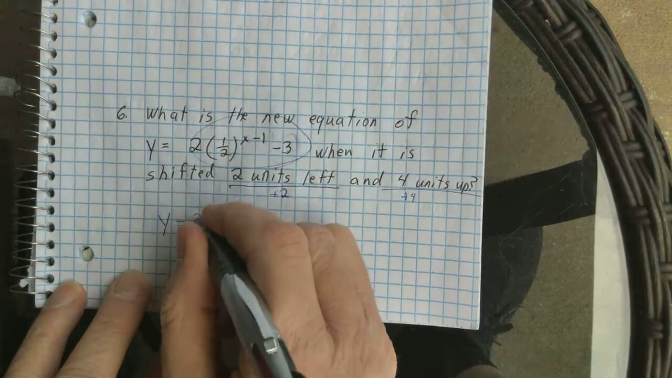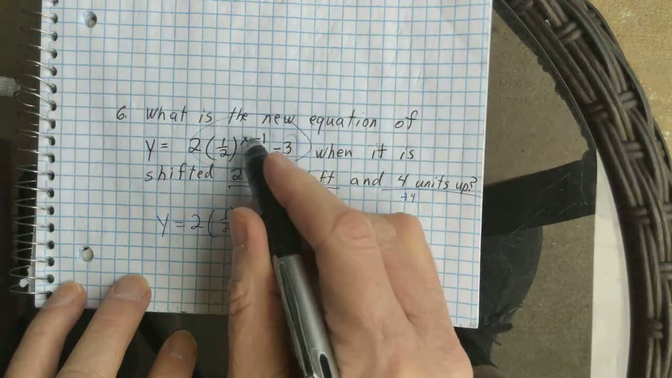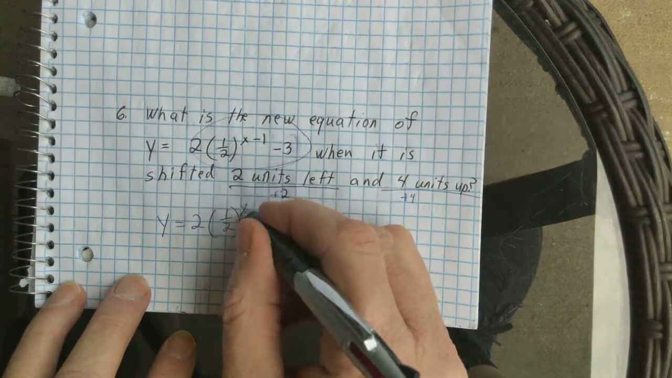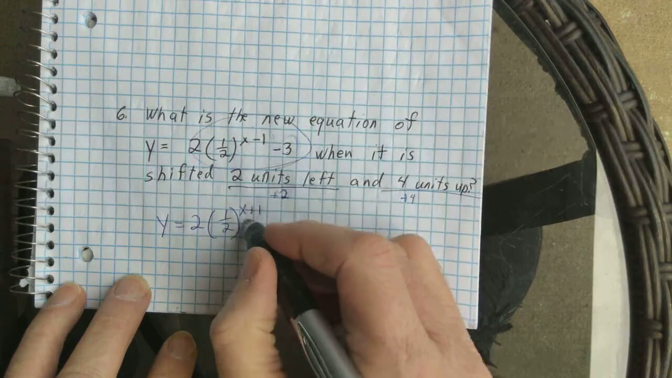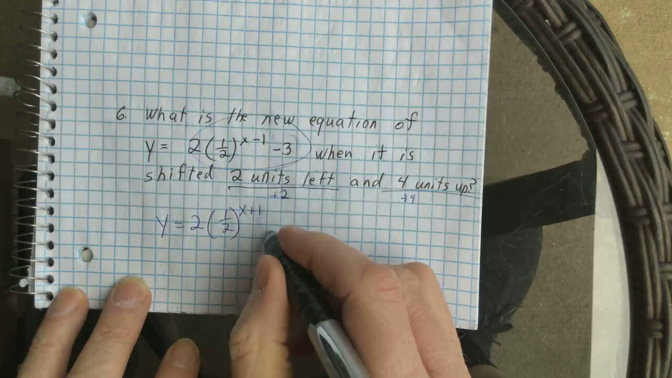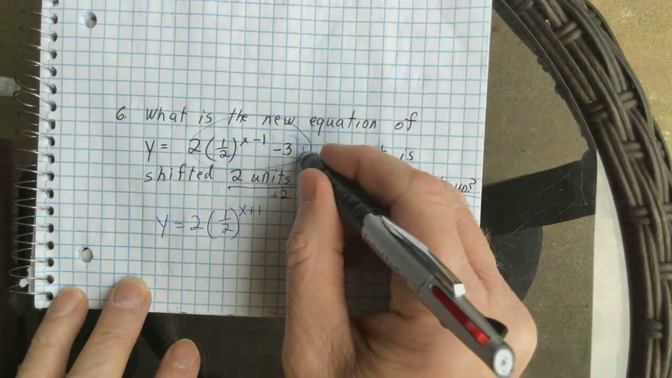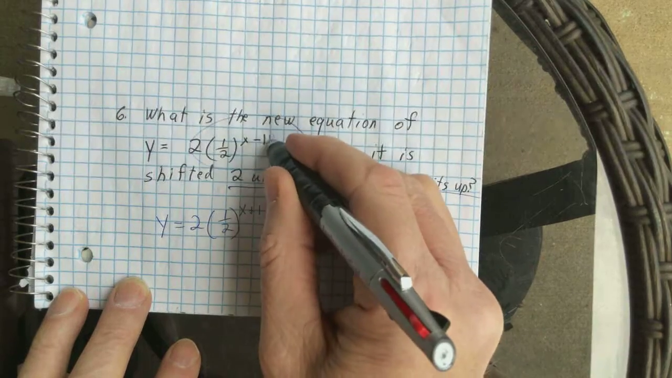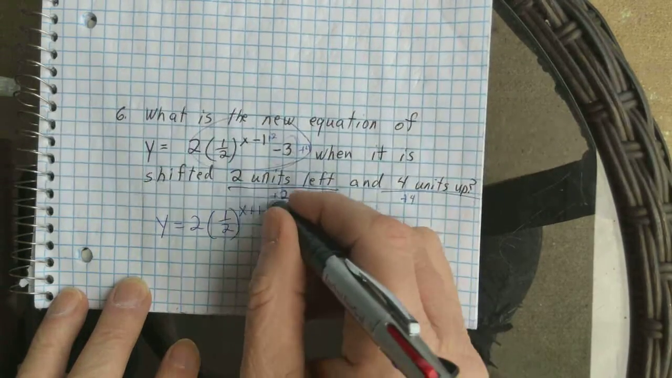Okay, the 2 is not changing, the 1/2 is not changing. We're going to add 2, so x minus 1 plus 2 is x plus 1. Negative 1 plus 2 is positive 1. And then 4 units up, negative 3 plus 4. This was plus 2. Negative 3 plus 4 is plus 1.